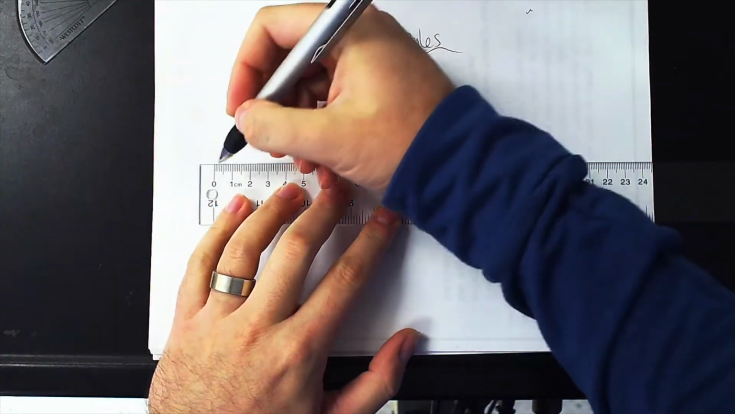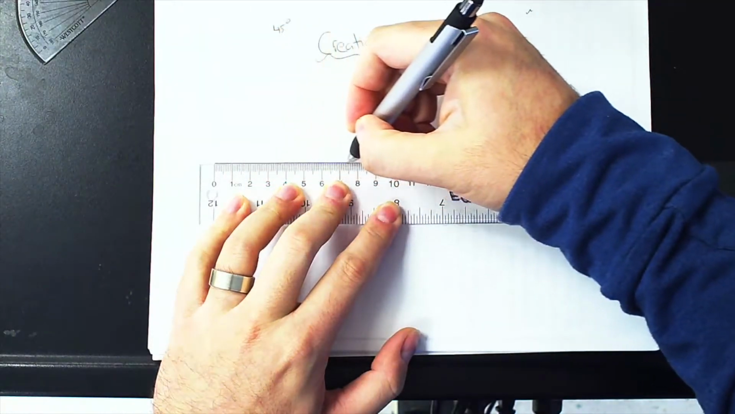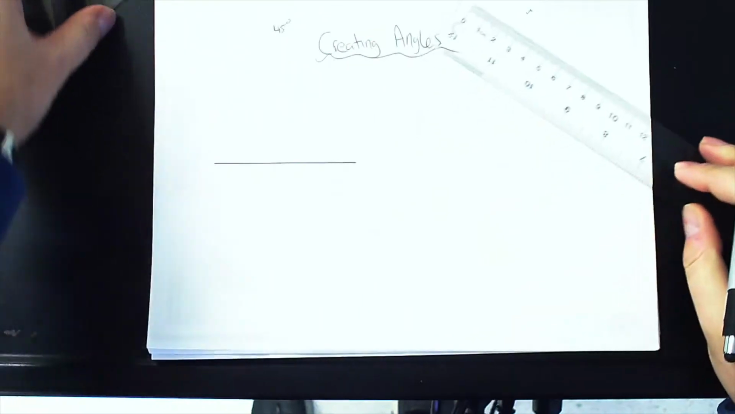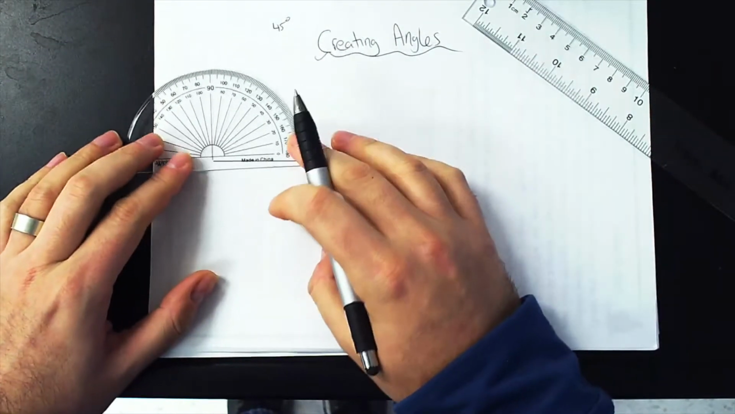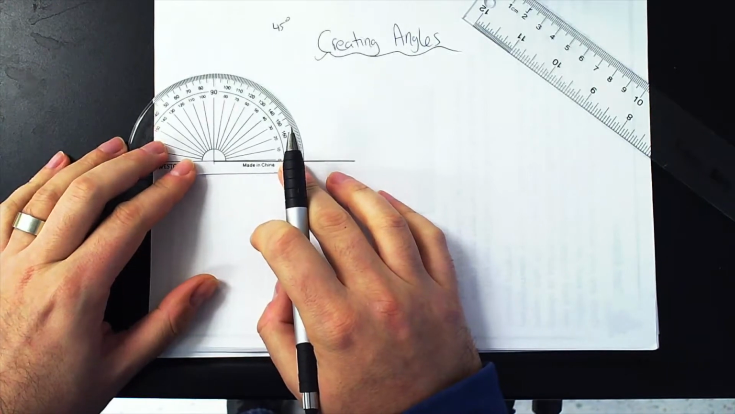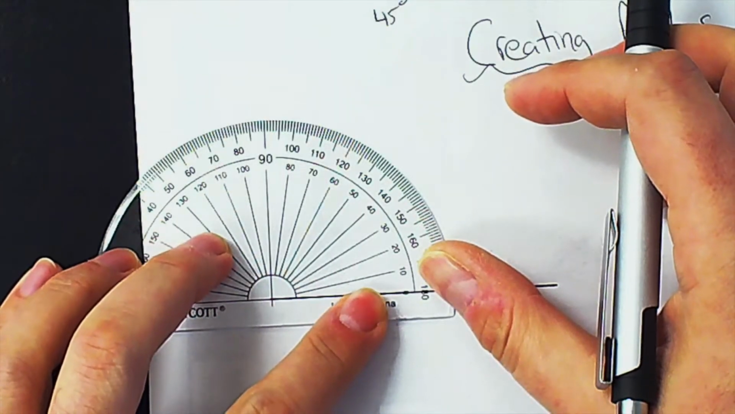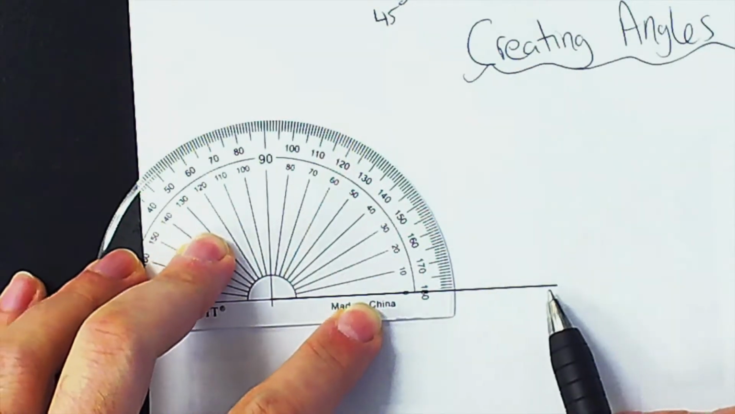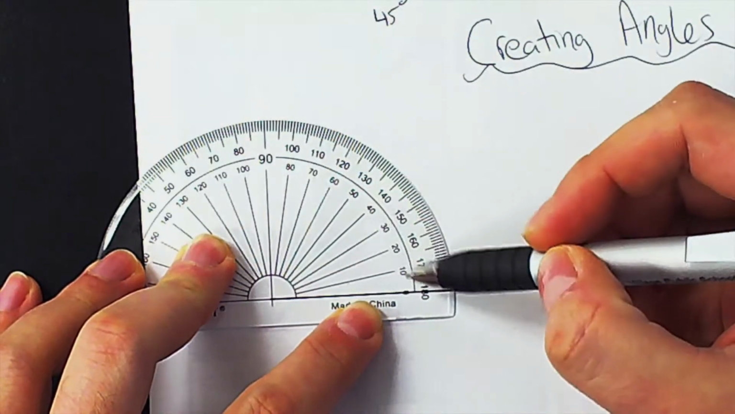So start by drawing the base of the angle. Okay. And here, take your protractor, line up the base with 0. And I want to draw a 45-degree angle. So what I'm going to do is, because I've started on the right, I'm using the inside numbers. And I need to find 45.